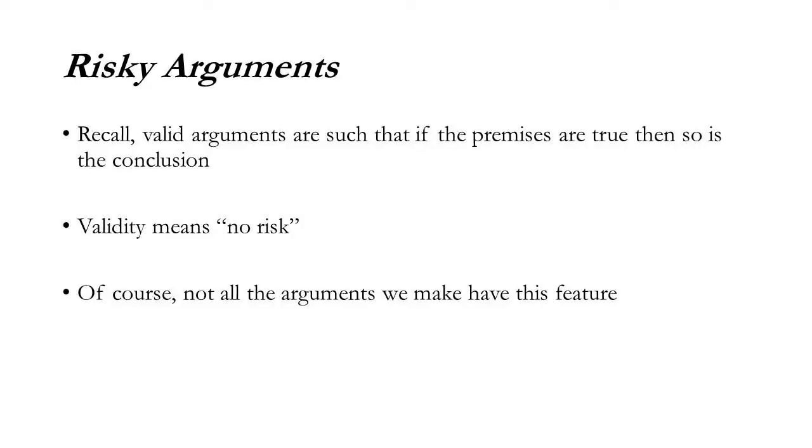Now, recall a valid argument, one such that if the premises are true, then so is the conclusion. You can think about validity as meaning no risk. That just means if you have premises and conclusions set up correctly, then you can be sure about the conclusion. There's no risk there. There's no divide or gap between the premises and the conclusion. Of course, this doesn't mean it's sound.